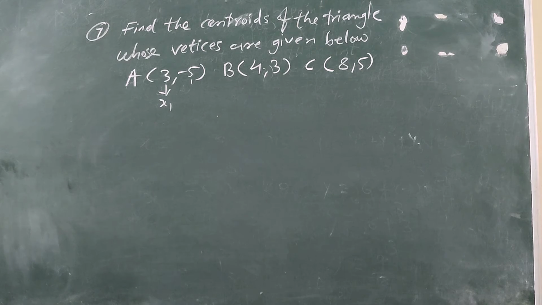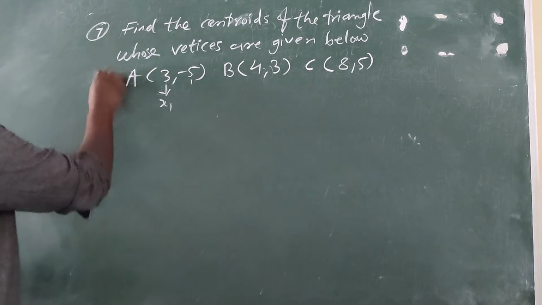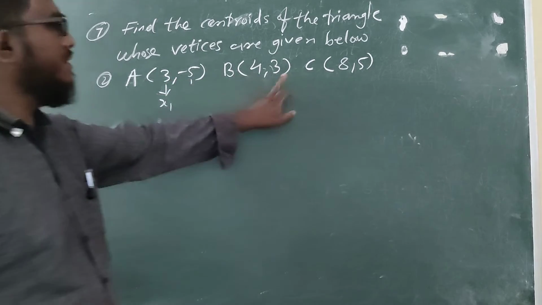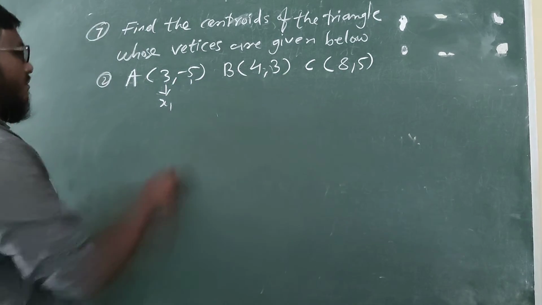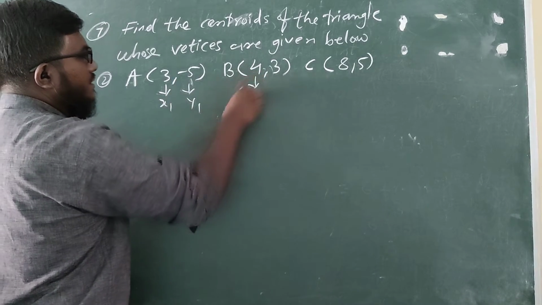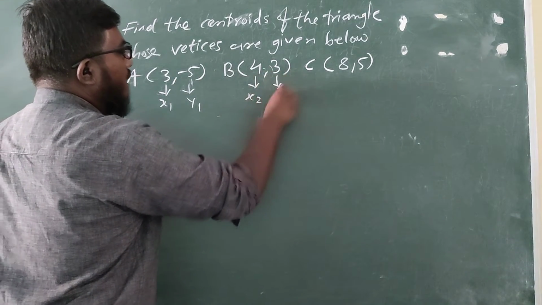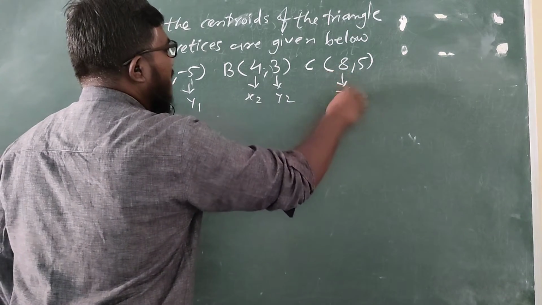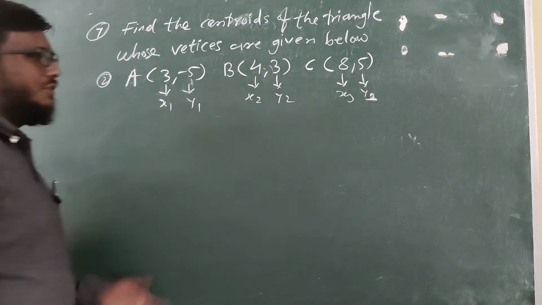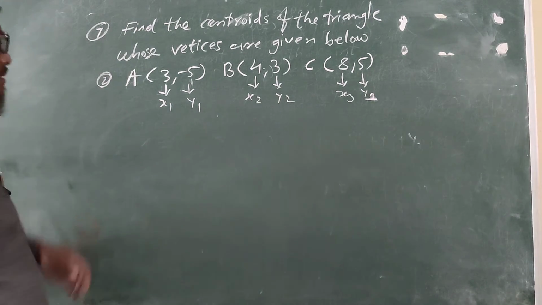Similar example of the 7th question, the second example inside it: A (3, -5), B (4, 3), and C (8, 5). We denote them like this for our convenience: x2, y2, x3 and y3. While looking at this, we can substitute the values. It will be convenient for us.